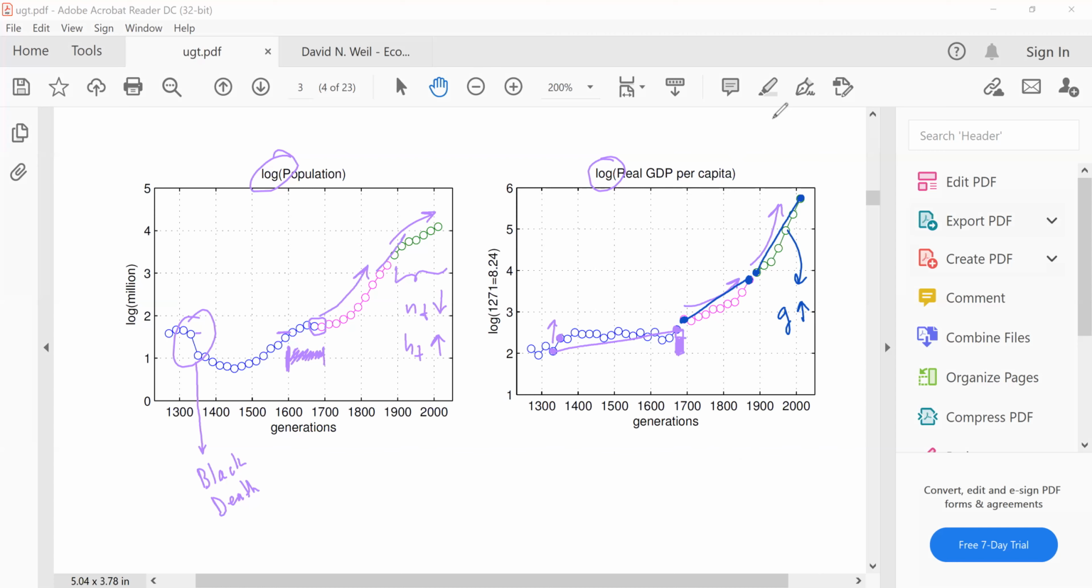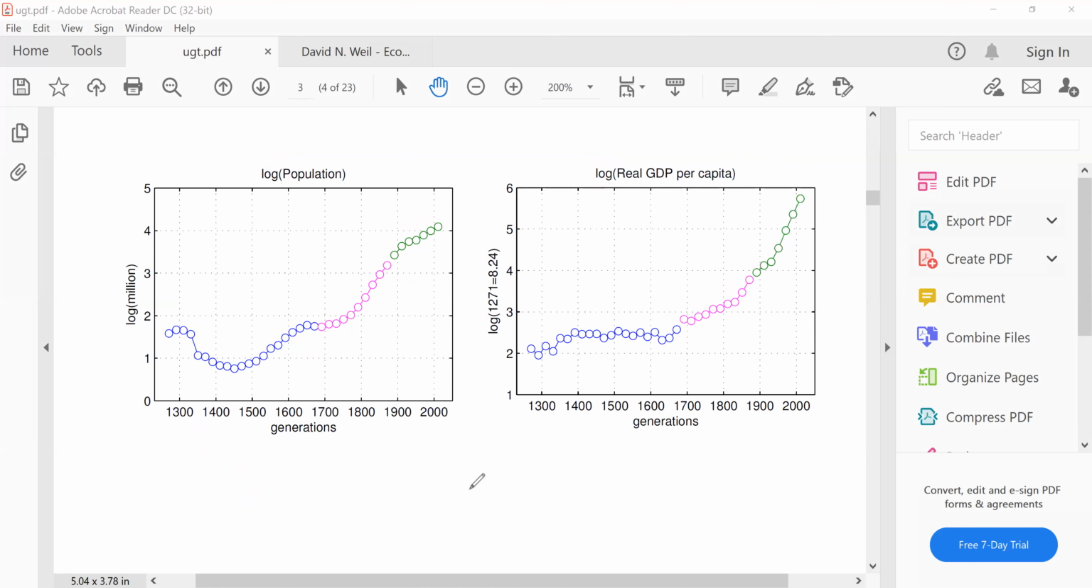So when we look at this figure, we understand that this is the Malthusian regime. This is the post-Malthusian regime, and this is the modern growth regime. Similarly, this is the Malthusian regime. So 1, 2, and 3.